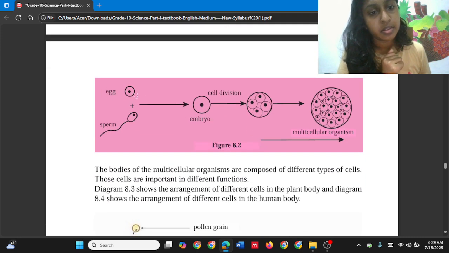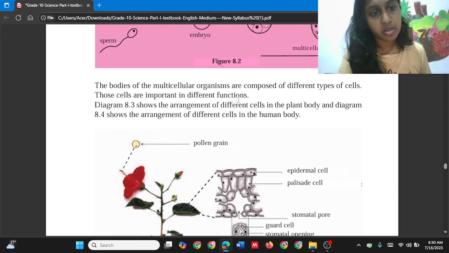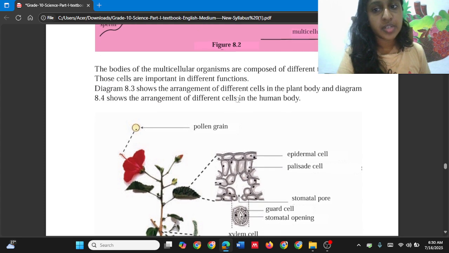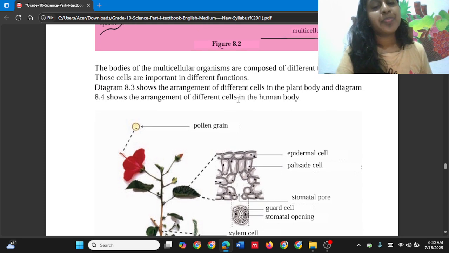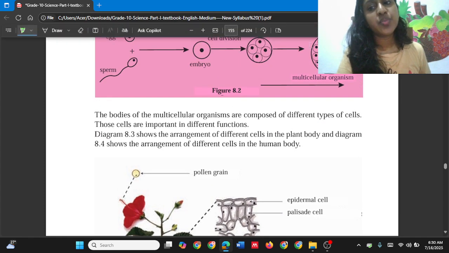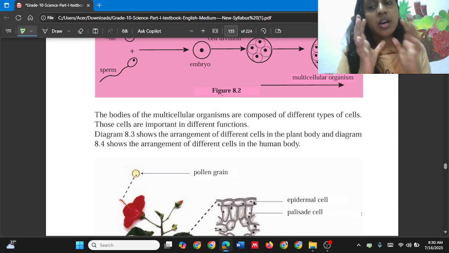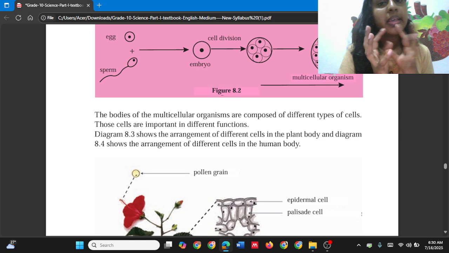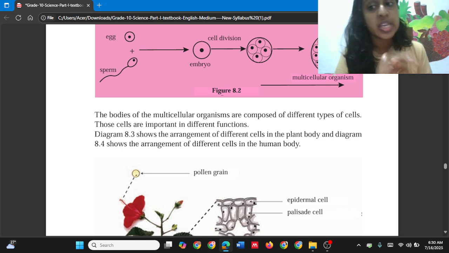Egg. This is from mother. This is from father. So embryo occurs. Okay. Zygote is this thing. Then cell division, multicellular organism. We became a multicellular organism. The bodies of the multicellular organism are composed of different types of cells. That means at the initial stage we got the same structure cells, but with time they specialize for some work.